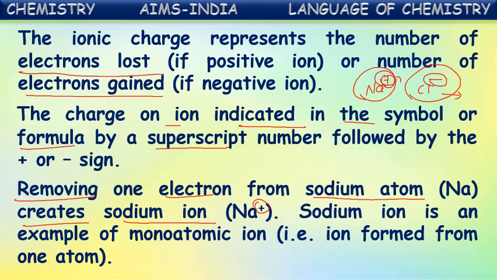The sodium ion is an example of a monoatomic ion. Why is it monoatomic? See, the ion is formed from one atom, that's why it is called monoatomic. And the charge is +1, so we can say it is monovalent also. Okay, let us see one more example.